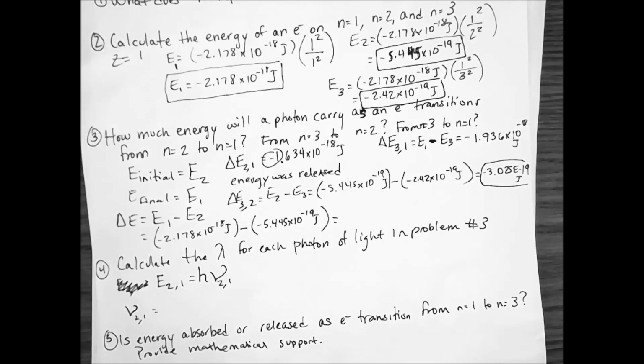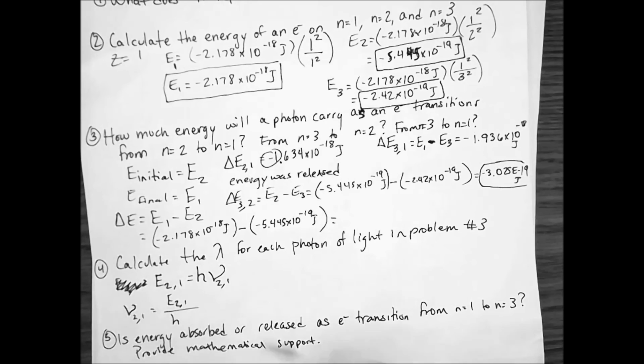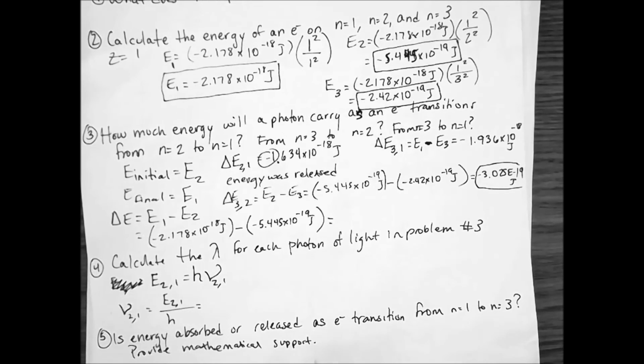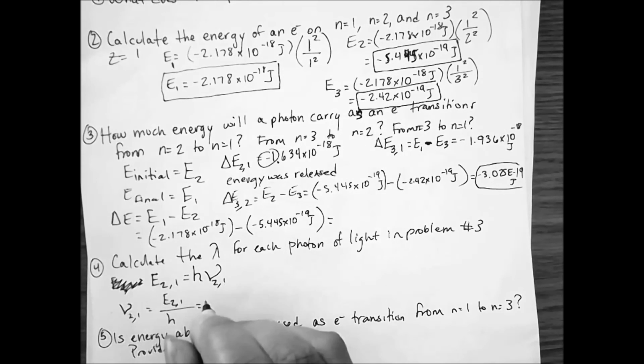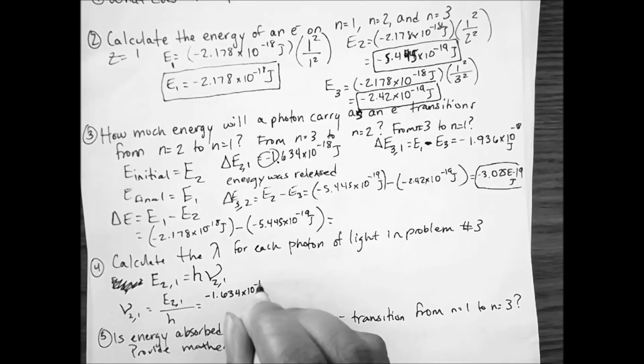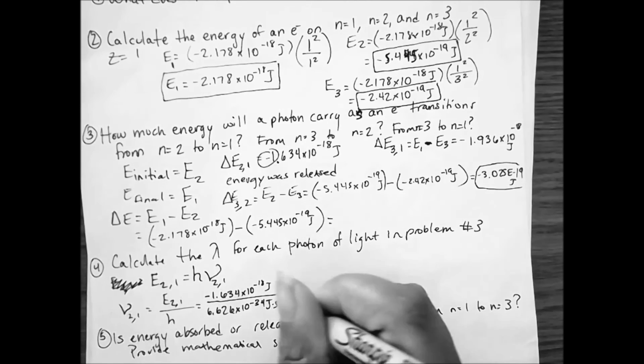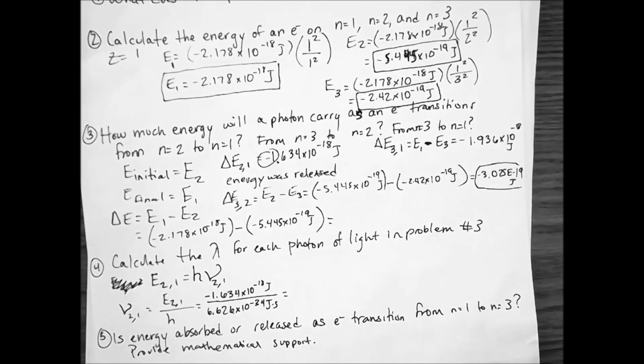What will the equation be when you rearrange it? Energy over Planck, energy divided by Planck's constant. So then you just plug it in. That E going from 2 to 1 was negative 1.634 times 10 to the minus 18th joules, and you divide by Planck's constant, 6.626 times 10 to the minus 34th power joule seconds, and you will get your frequency for that transition. Was there anyone who had an answer for that before we even got to this point?